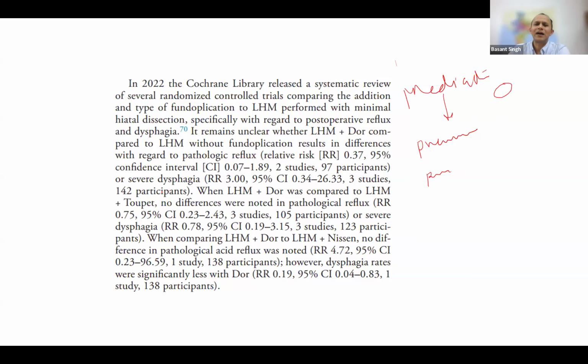Correct? And this is a question that was asked: if you are doing a POEM, post-operatively you do an X-ray, you see pneumomediastinum and pneumoperitoneum. So should you do a surgical reference, or do you just wait and watch? The answer is wait and watch because these are normal outcomes.